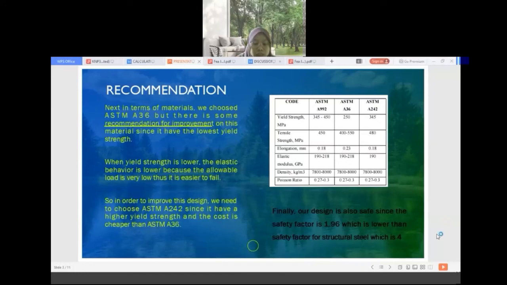Finally, our design is also safe since the safety factor is 1.96, which is lower than the safety factor for structural steel, which is 4.